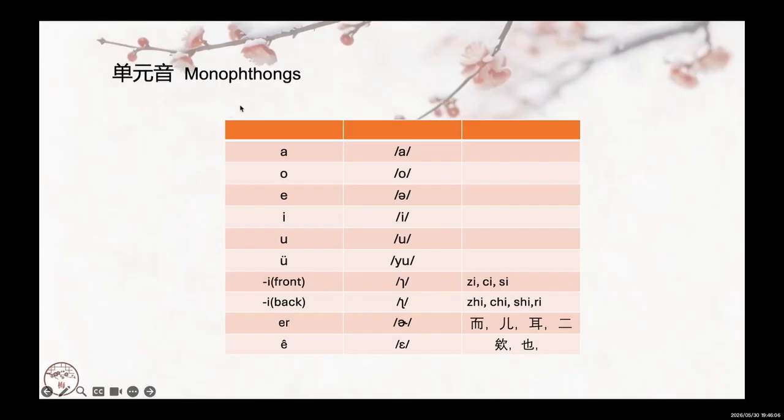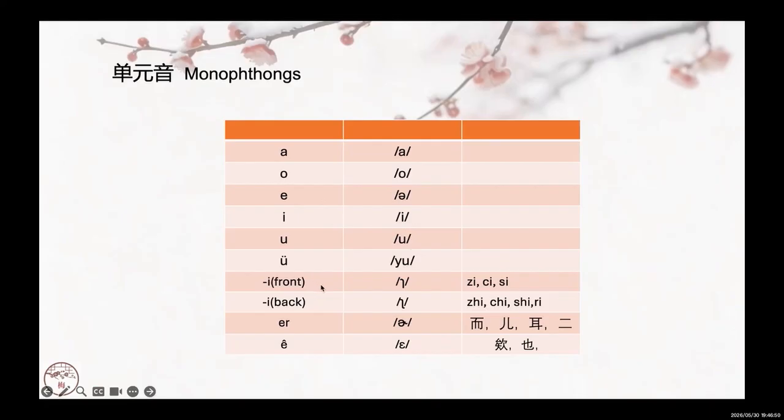For monophthongs, single vowels, we have 10, right? So let's try to pronounce them. In English, it's easy to pronounce as A. No, but in Chinese, we call it A, A. O, O. E, E. U, U. Ü, Ü.